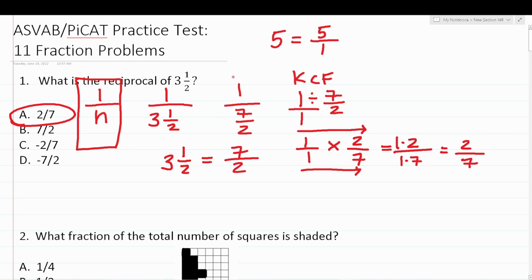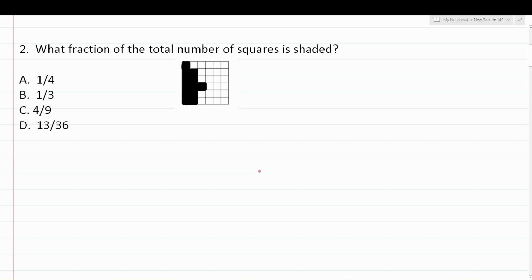And of course, when you're working with fractions, placing 1 over a fraction prompts you to do all this extra work as well. All right, so number 2 says, what fraction of the total number of squares is shaded?